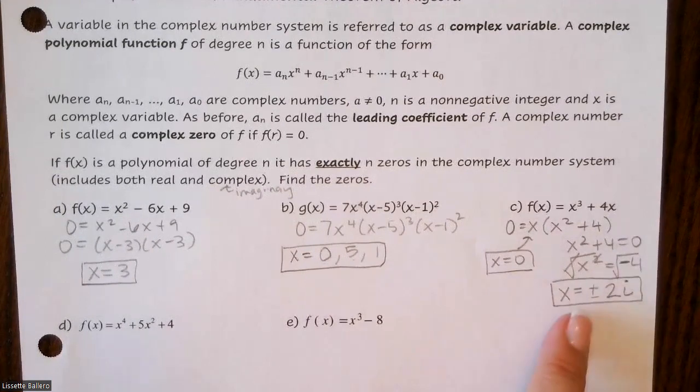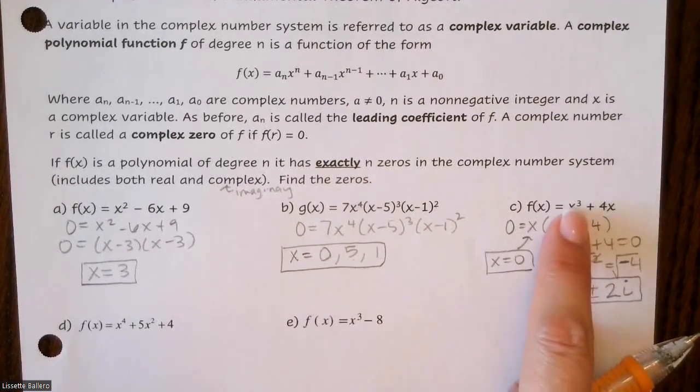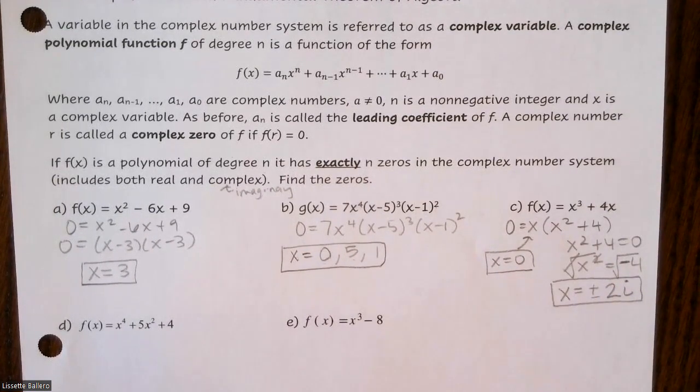They come in pairs. And so here we have 3 solutions, which was the degree of this one. So we found the max number of solutions for that one. It's got 1 real solution, 2 imaginary ones.